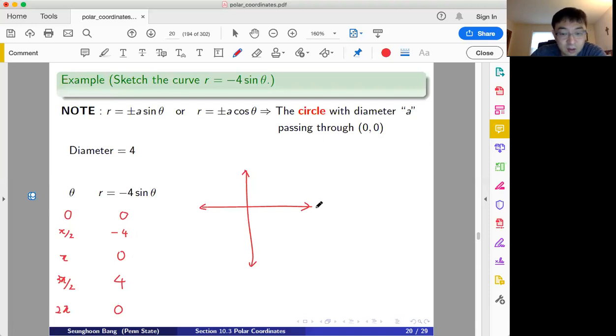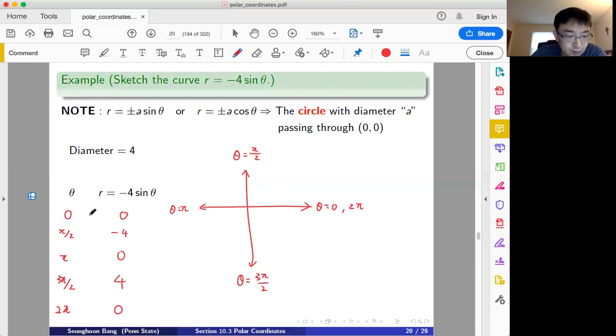Here, you can write theta equals 0, theta equals pi over 2, theta equals pi, theta equals 3 pi over 2, theta equals 2 pi. So we have it.